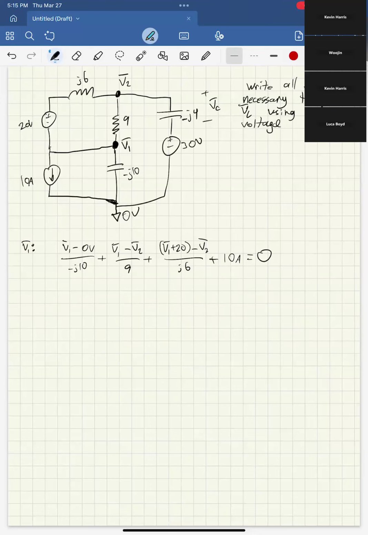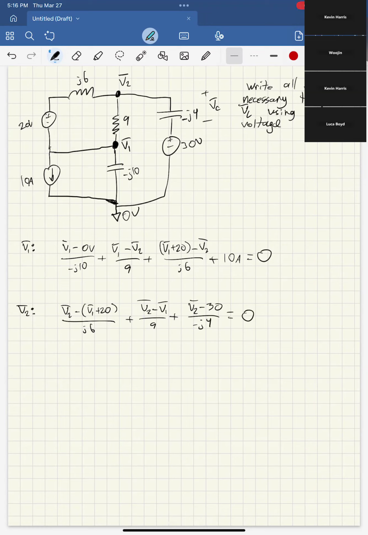Cool. So then for V2, we do much of the same thing. Almost exactly the same thing, in fact. I'll start with the left path, which is V2 minus, and then we have that V1 plus 20, and that over j6. And then going down, we have V2 minus V1 over 9. And then going to the right, we have V2 minus 30 over negative j4.